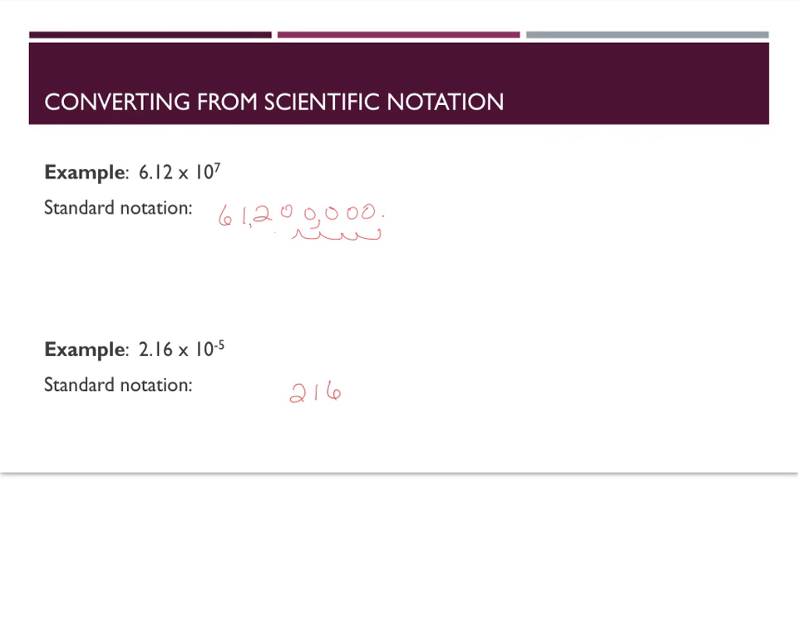Now when I look where the decimal point used to be, I need to move it 5 times that way. Once it gets in front of the 2, then I need to go 2, 3, 4, 5. That's where my decimal point should be, which means I need to fill in 4 zeros. And that would be my scientific notation. That would be my standard notation.